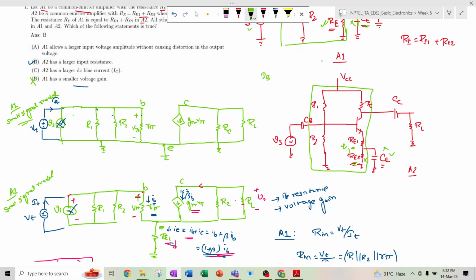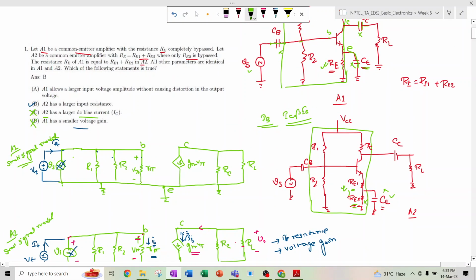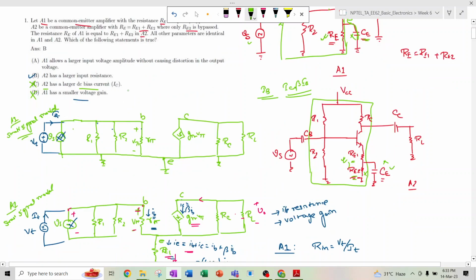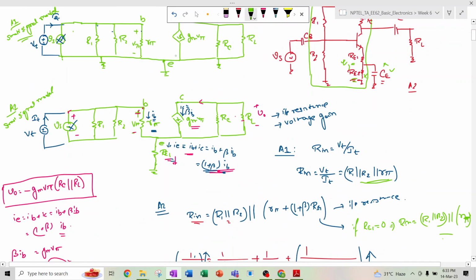Because these two circuits are absolutely the same, IB is exactly the same, and that means IC equal to beta times IB is also exactly the same. So A2 has a larger DC bias current is false. The correct option will be that A2 and A1 have the same DC bias current. And the first option says A1 allows a larger input voltage amplitude without causing distortion in the output voltage.